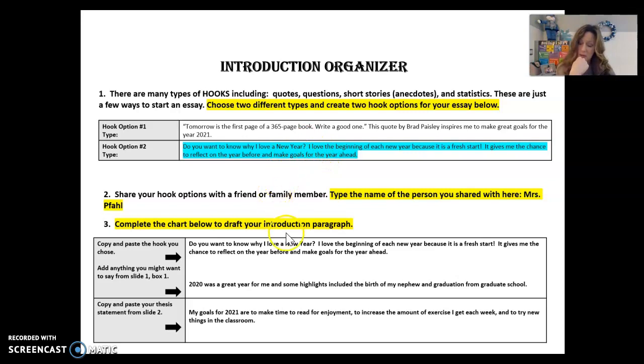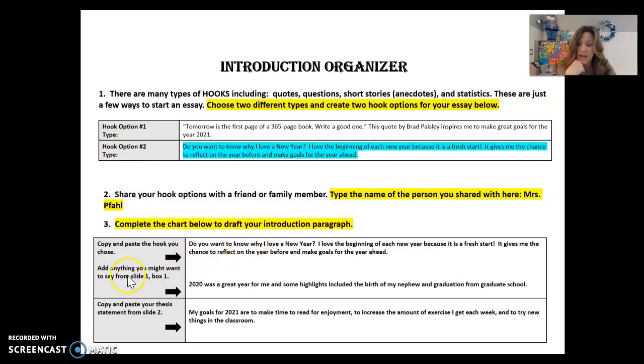And the reason I chose it was because I wanted to incorporate some of those things that I had brainstormed in my first slide of my organizer. And I wanted to include the highlights of 2020. So then I chose that. So I copied this and I pasted it. And I just put it right in here. See, it says copy and paste the hook you choose. So copy and paste. That's the one I copied and pasted.